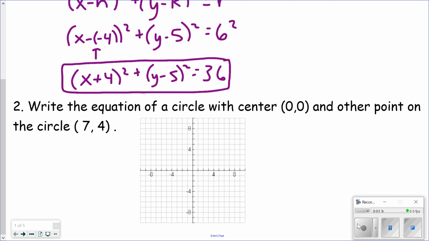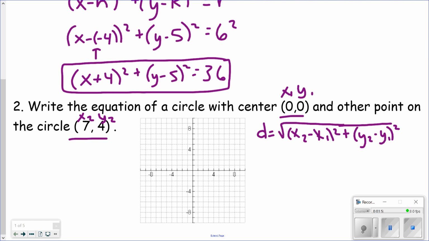Next, write the equation of the circle with center 0, 0, and another point on the circle is 4, 7. So I know that the center is 0, 0, but I do not know what my radius is of the circle. And so I'm going to need to use the distance formula to find the distance between my coordinate 0, 0 and my coordinate 7, 4. We know the distance formula is the square root of x2 minus x1 squared plus y2 minus y1 squared. Now I want to plug in my numbers for x2, y2 and x1, y1 into my distance formula.